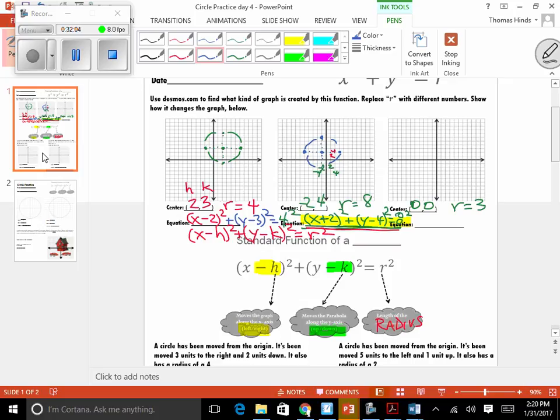When it's 0, 0, here's what some of you may have written. You may have written x minus 0 squared plus y minus 0 squared equals 3 to the second power. Some of you may have written that. On a standardized test, they would never put an x minus 0 because they know x minus 0 is just x. They wouldn't put y minus 0 because they know y minus 0 is just y.